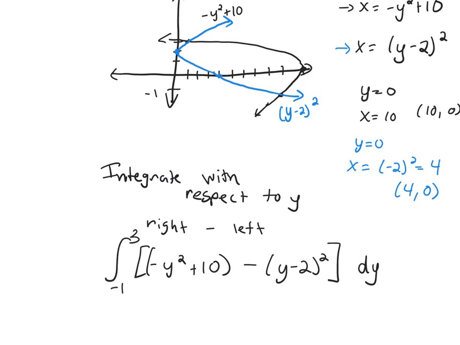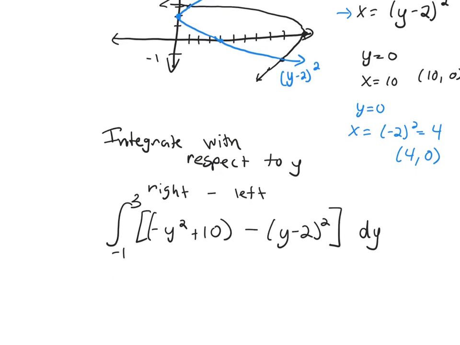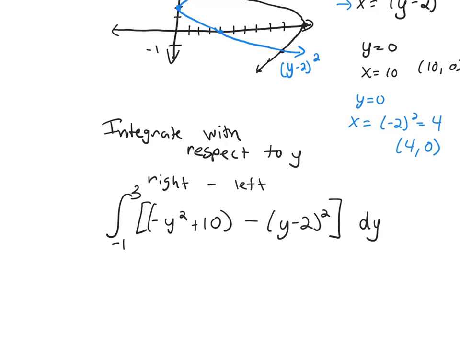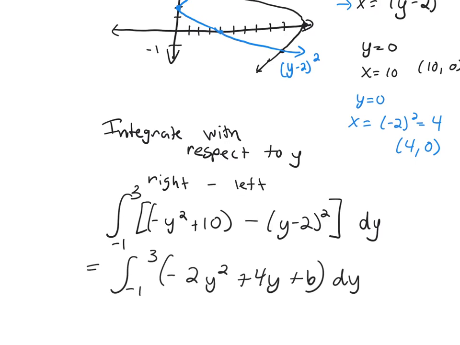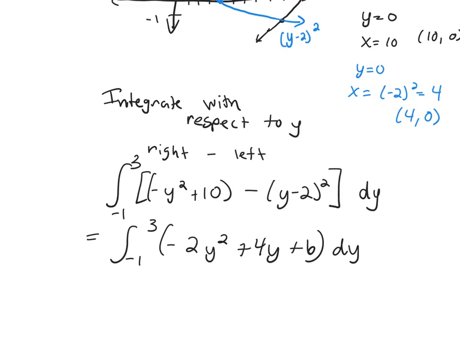Okay. So when you simplify this, you're going to get minus 2y squared plus 4y plus 6. And you actually get the same exact answer we had in the last one, 64 over 3, I think is the answer. Okay.